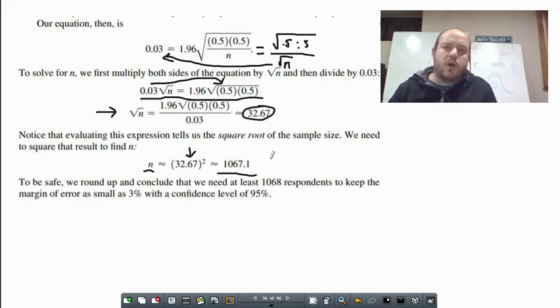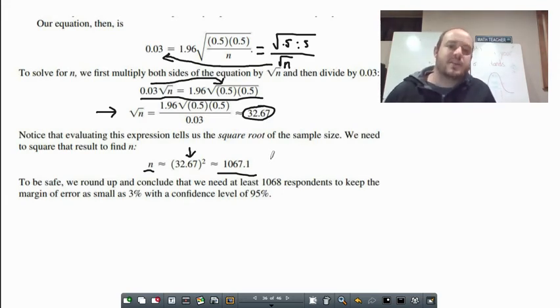Even though 0.1 would lend itself to you rounding down to 1067, you still round it up to 1068 because 1067 is not going to give you the requirements that the client wanted. So you want to make sure you at least reach their requirements. So you always round this number up to the next whole number, because remember, you can't have 0.1 of a person.